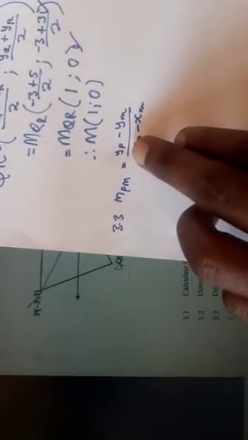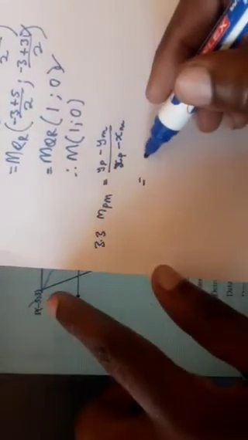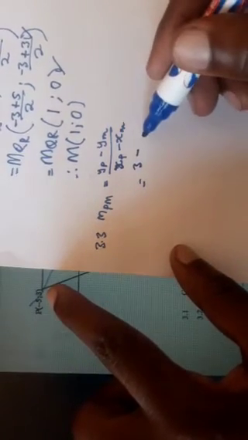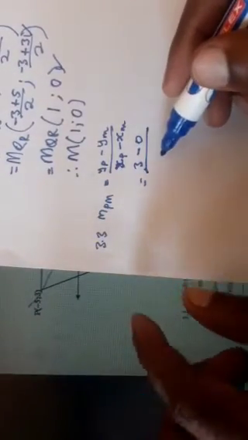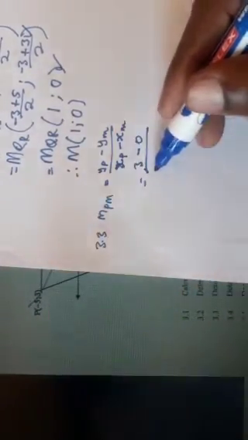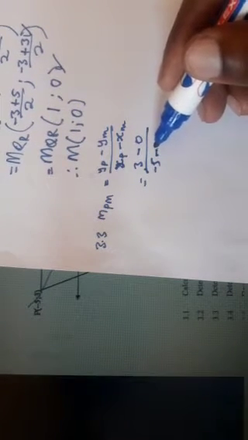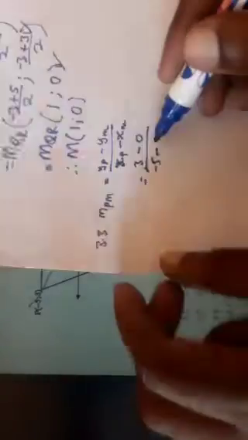Now if that is the case, we can now substitute. Substitute y at P, here is 3, minus the formula, and then y at M is 0, over the x at P is minus 5, and then minus the formula, the x at M is 1.